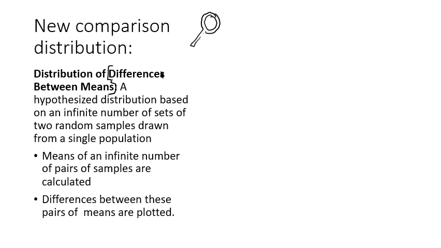We toss them back in. We grab another sample of 5 and another sample of 5. And again, we calculate the means. We subtract one mean from the other. We throw them back in. And we do this for an infinite number of times.